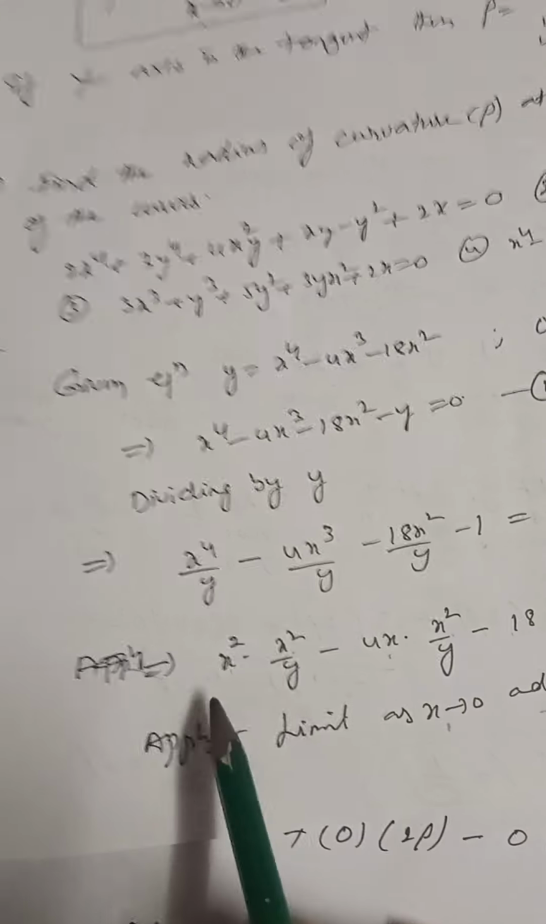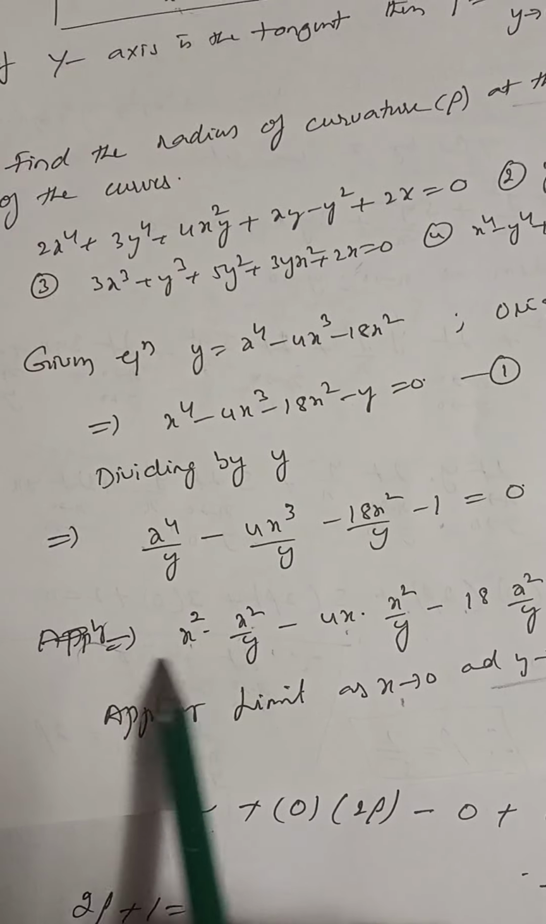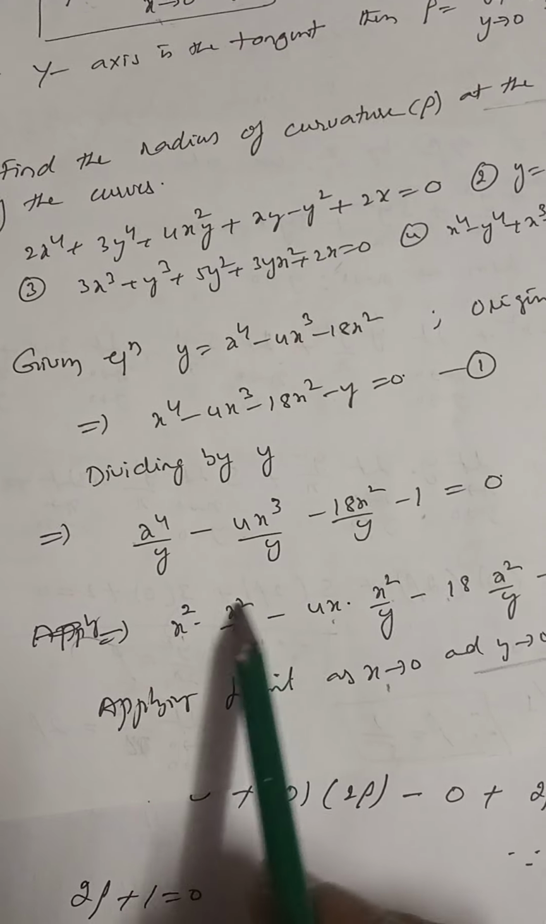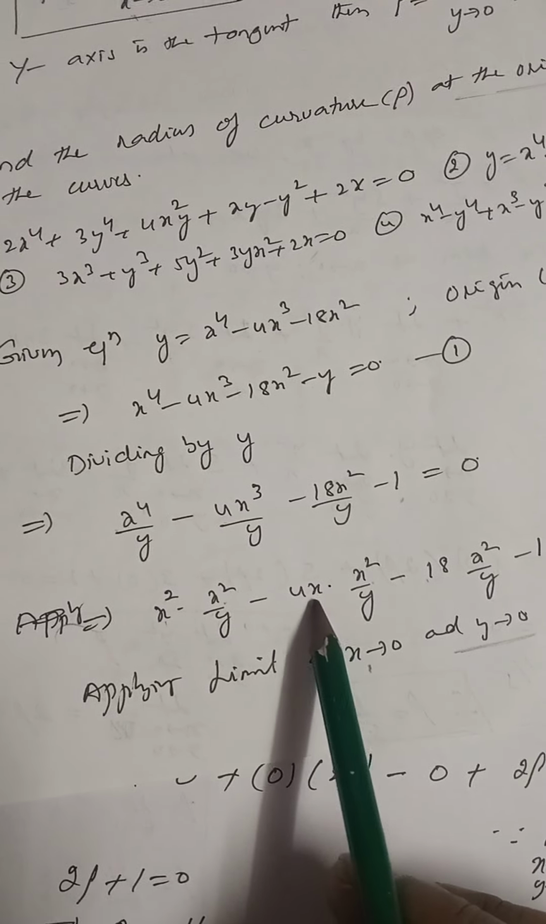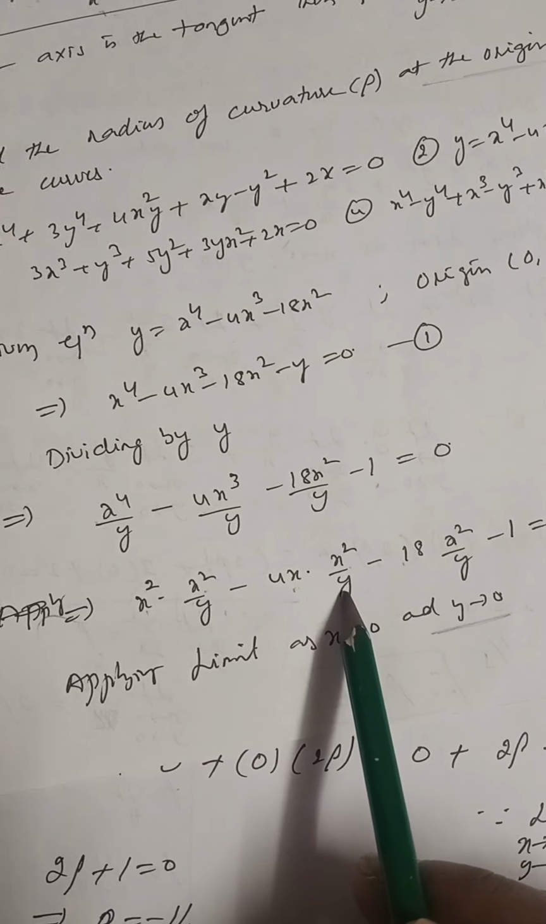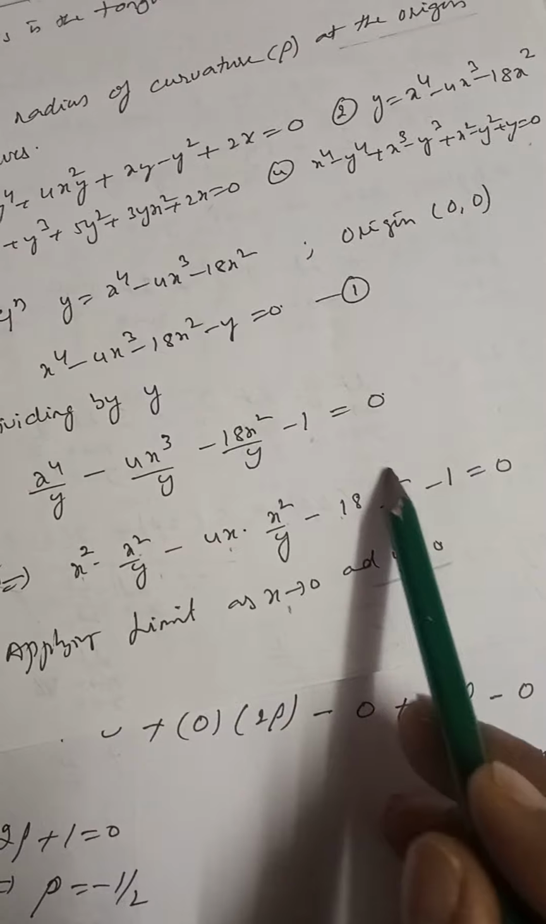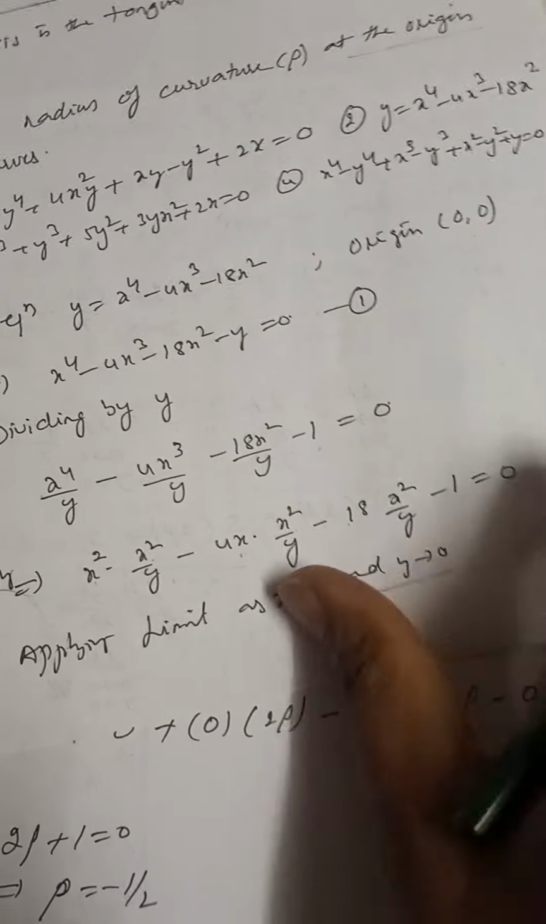See here, now in this function we are applying the limit, x tends to 0, y tends to 0, x square by y is 2 rho. Now 4x, x value is 0, x square by y is 2 rho, minus 18 into x square by y is 2 rho, the constant limit is as it is, you will get.